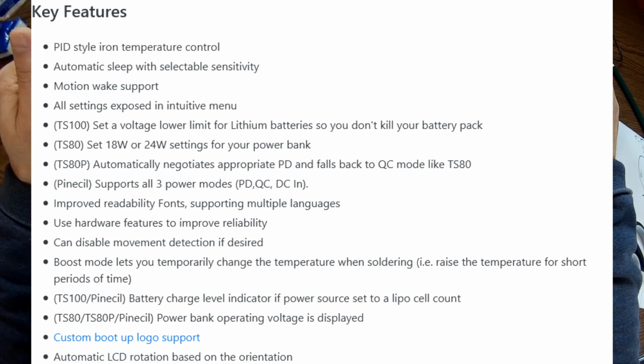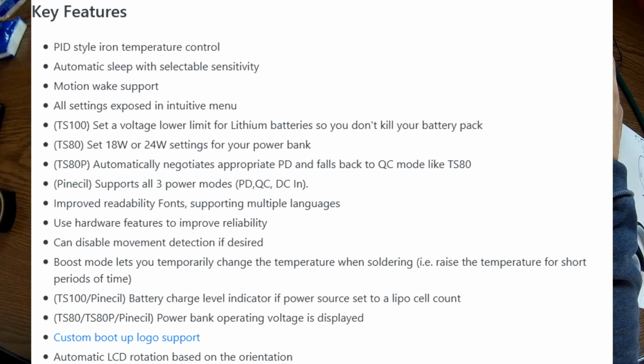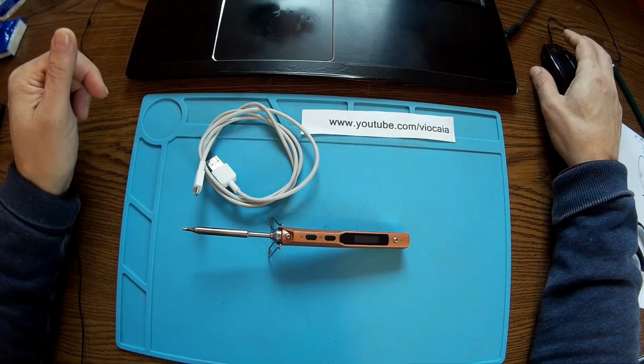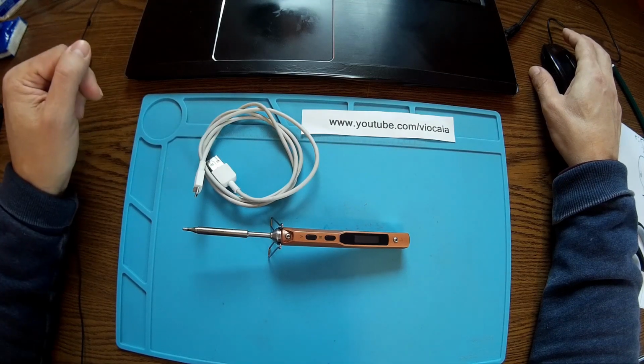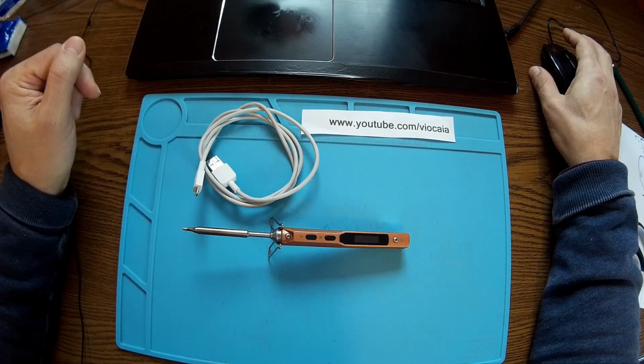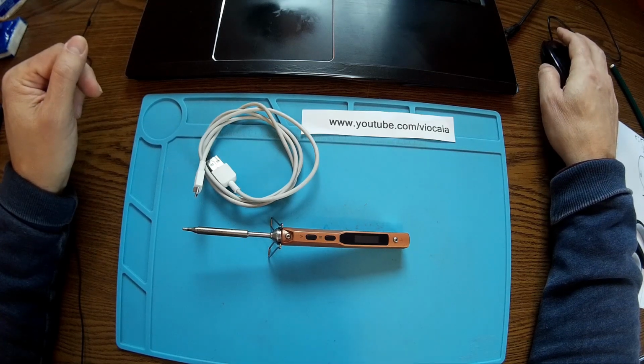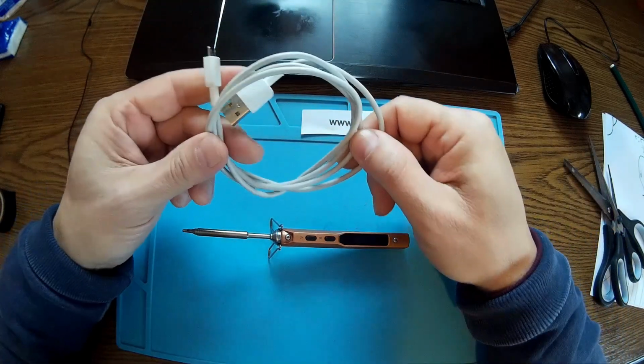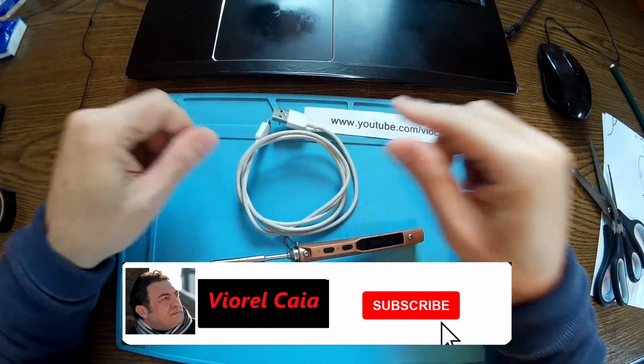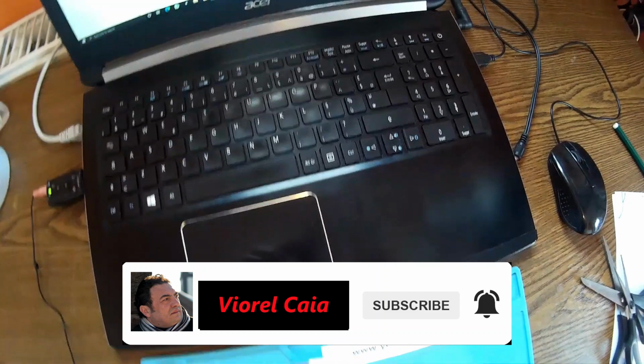Also, the boost mode lets change the temperature in a very fast way, in a short period of time. Battery charge level, if you use a lithium polymer or an external battery or something. Automatic LCD rotation. And also you can have your own logo when you are booting. But before anything, we have to download the firmware. All we need over here is micro USB cable and of course a laptop or a computer.